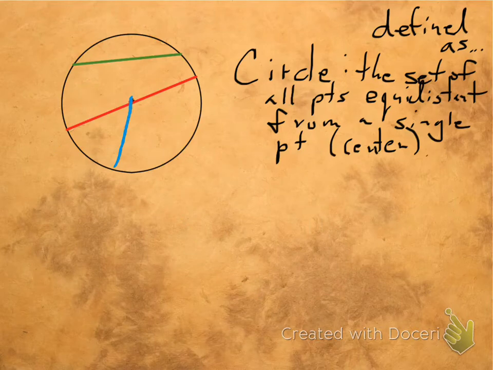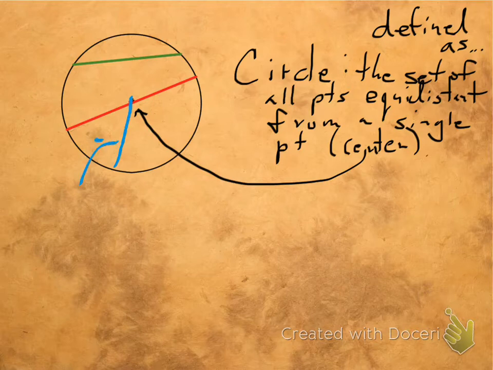Let's start with the definition. A circle is defined as the set of all points that are equidistant from a single point. Now, that single point we call the center, okay? And it's basically a point right in the middle of the circle. Now, the distance out from that center point to any of the points that go around the circle is called the radius. You've seen this before. So this is just a little bit of review.